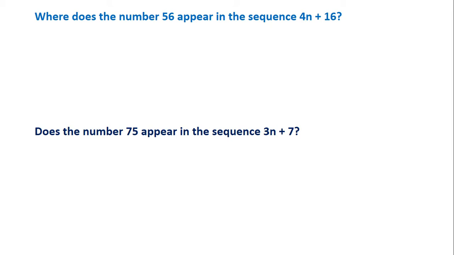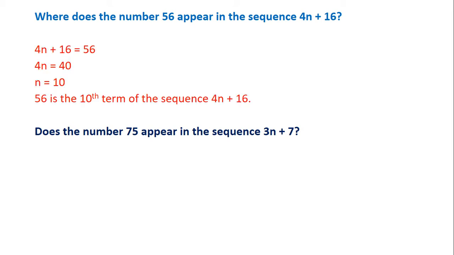Okay, so here is the working out that you need to show for full marks in an exam. First of all, we're going to make our formula equal to the number we're interested in. Then we're going to solve by subtracting 16 and then dividing by 4. Because n comes out as 10, that's telling us that 56 is the 10th term of the sequence that we were given.